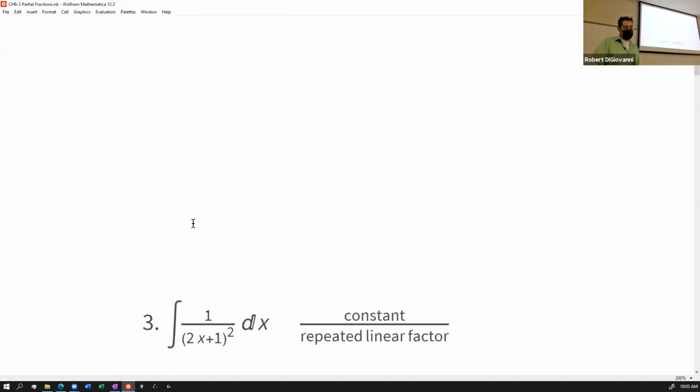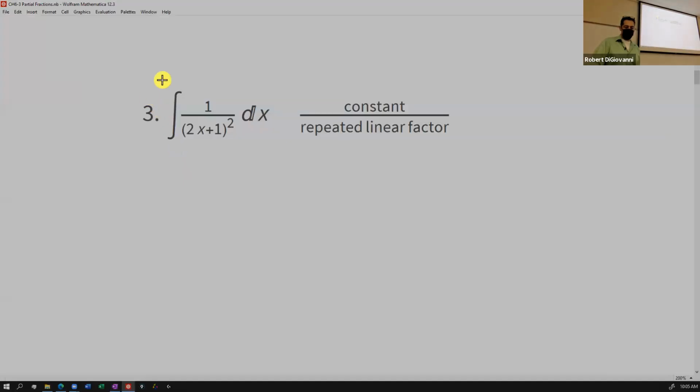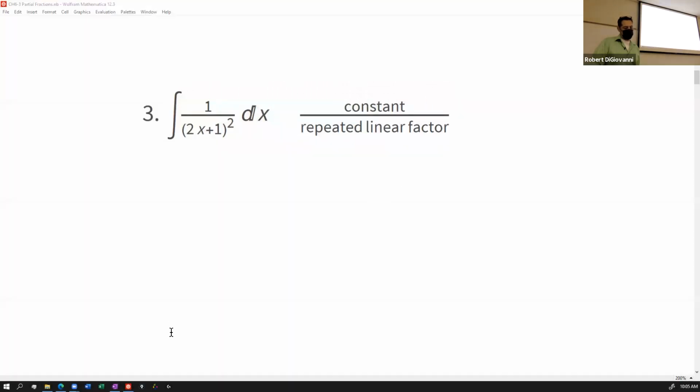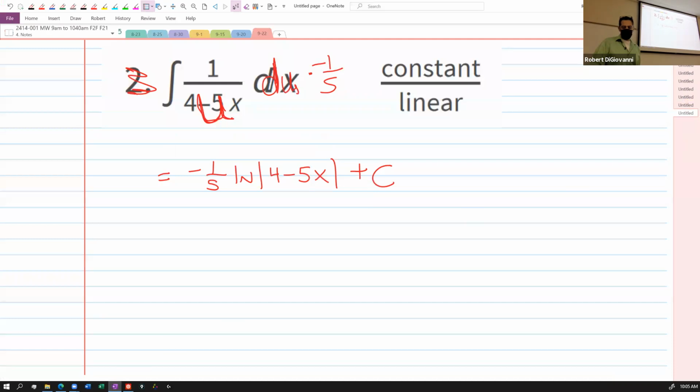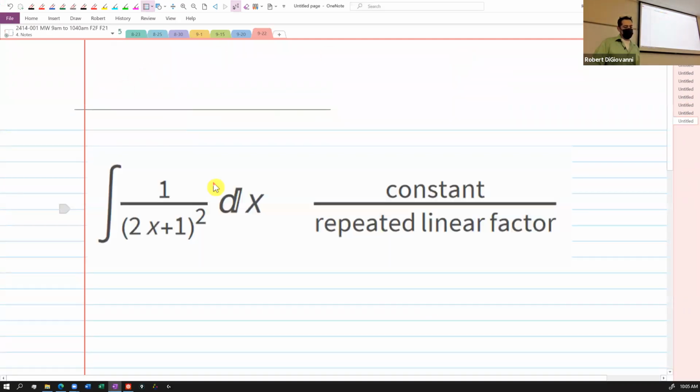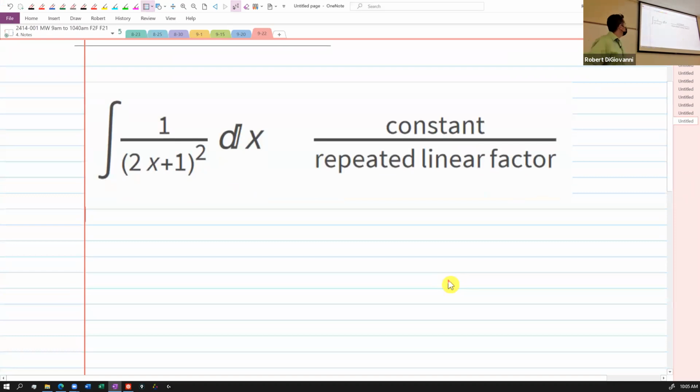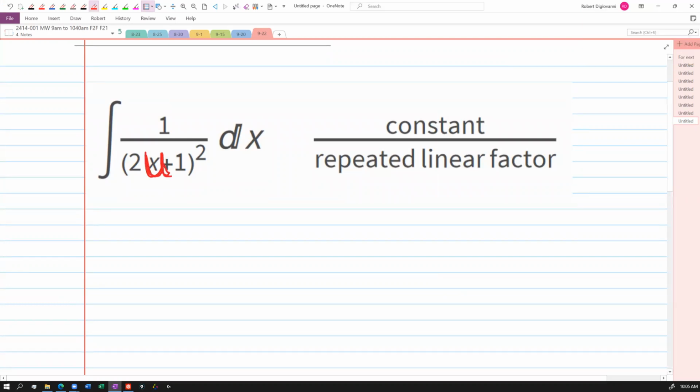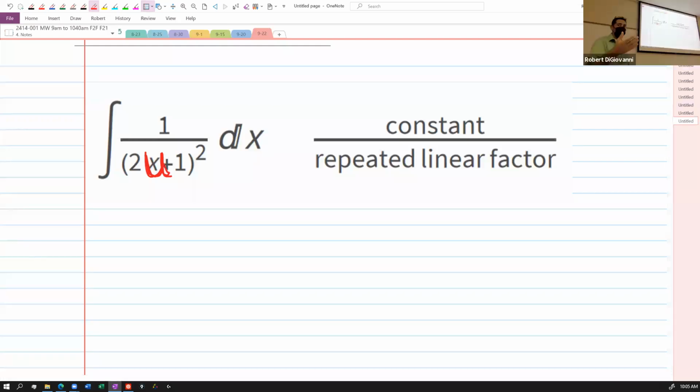Constant over linear. Ooh. Constant over repeated linear. So look at the denominator on this one. 2x plus 1 is linear, right? But you're squaring it, which means you're repeating that factor. Could you still treat that thing down here as a u? Yes. What would the derivative of that u be? 2 dx. So you'd want to get rid of the 2, right? So you'd need to scale by a half.